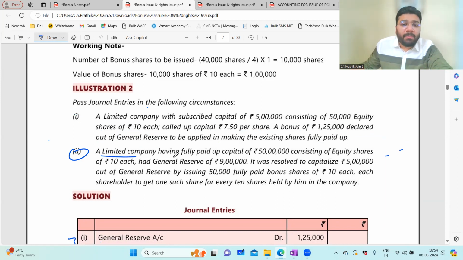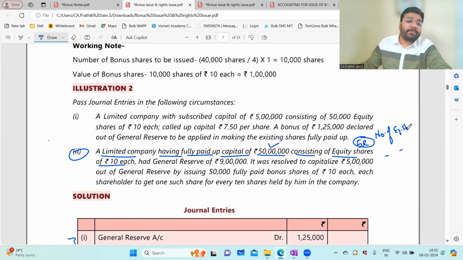A limited company having fully paid up capital of 50 lakh consisting of equity shares of 10 each. So the capital is 50 lakh rupees, consisting of equity shares of 10 each. What is the number of equity shares? 5 lakh. Online people, do you all agree with me? Yes, sir. Each and every line we have to understand. They had a general reserve of 9 lakh.